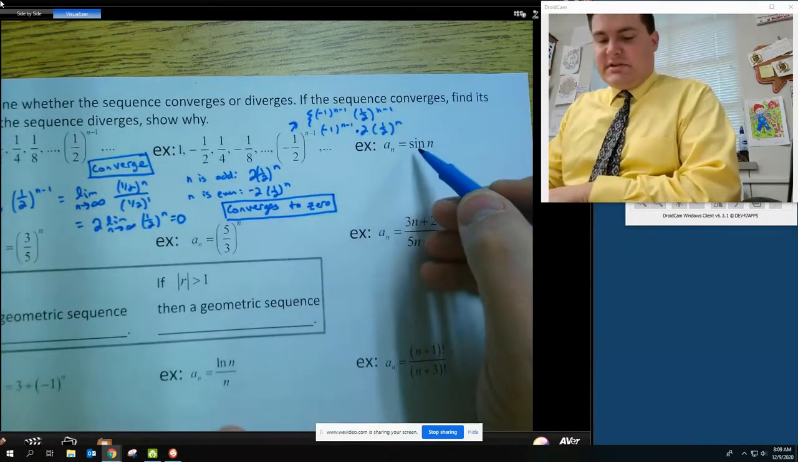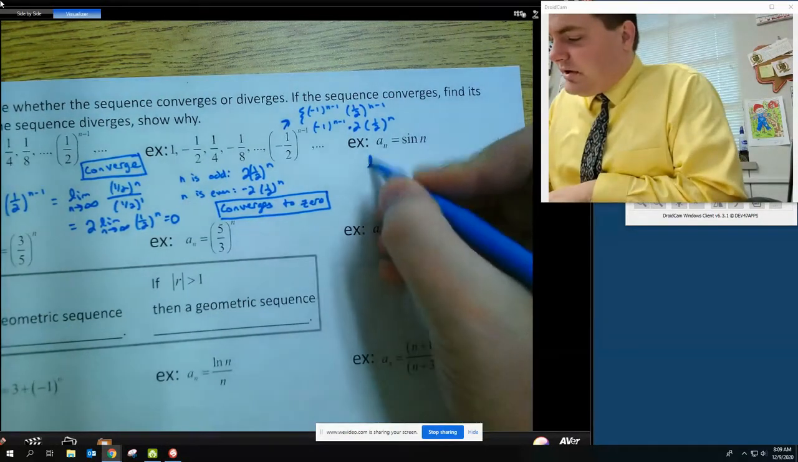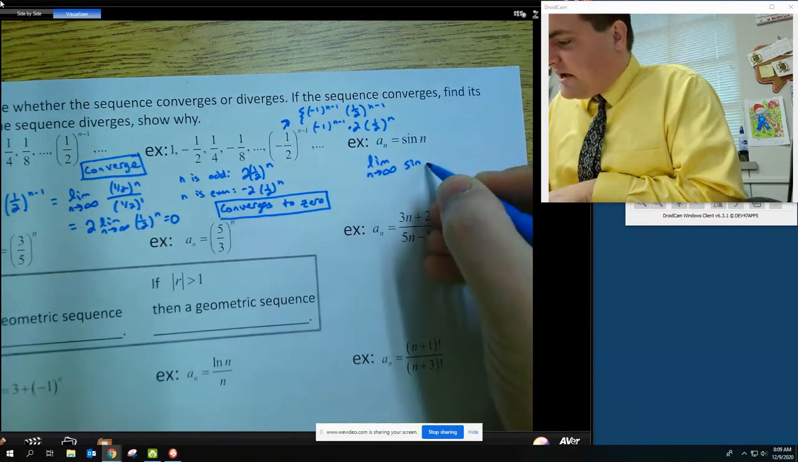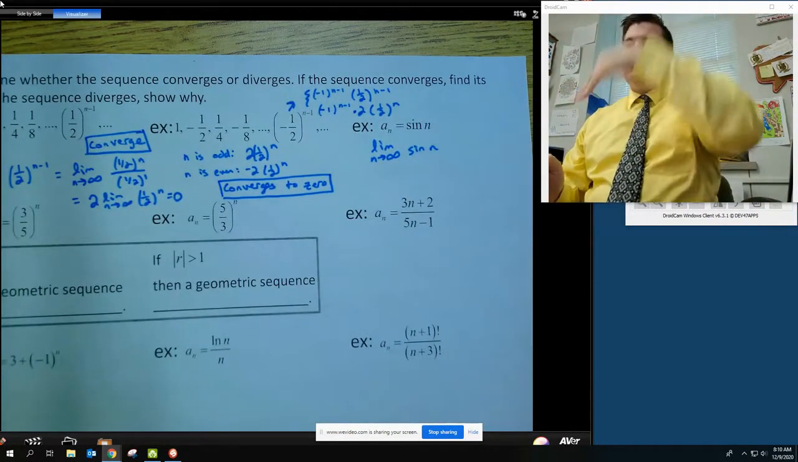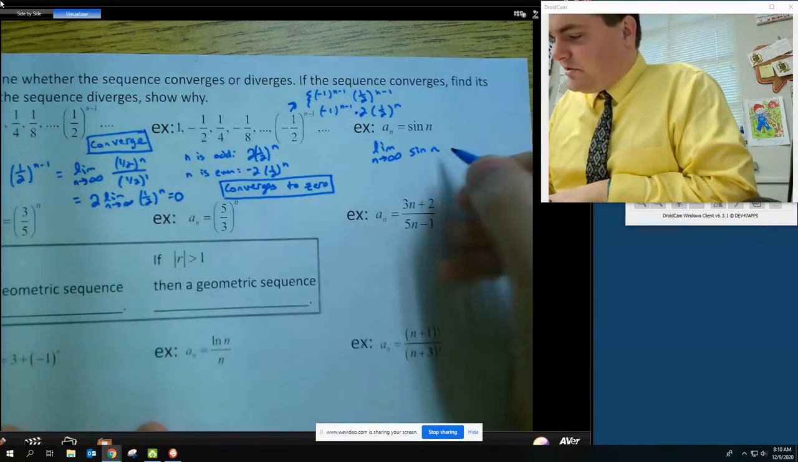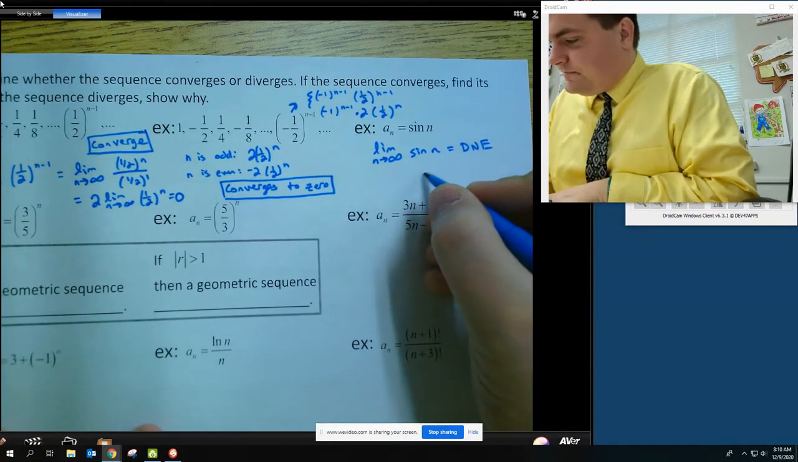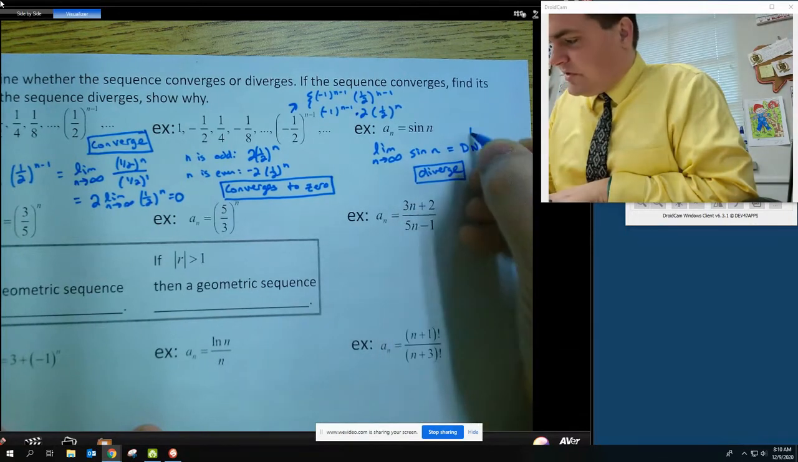For this next sequence, this one is going to diverge. I know that because I take the limit as n approaches infinity of sine of n. Sine, if you remember, keeps changing. It oscillates, so it's going to diverge. I'll write down y right here.